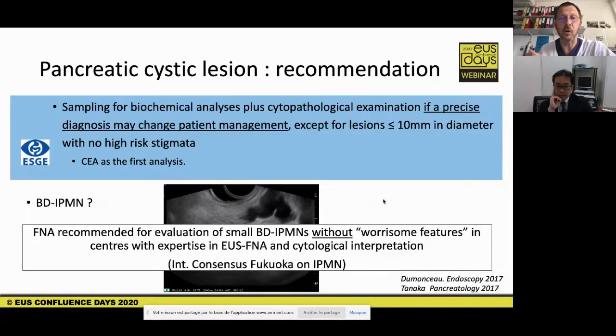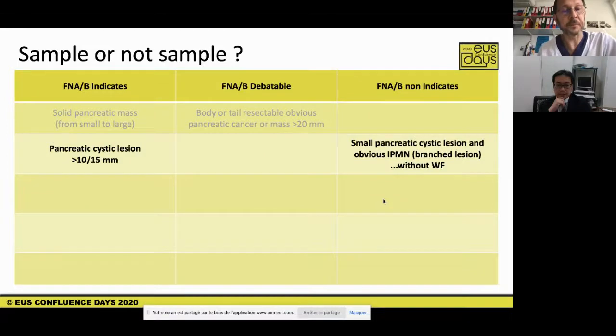the Fukuoka consensus, the Asian consensus, was in favor of doing puncture sampling of the liquid of the branch duct IPMN, even without worrisome features, when you have a center with expertise in cytological interpretation, because you may see some clue or some sign of evolution of this lesion to a more aggressive aspect. So to summarize, pancreatic cystic lesions of more than 10 or 15 millimeters are almost always a good indication of puncture.